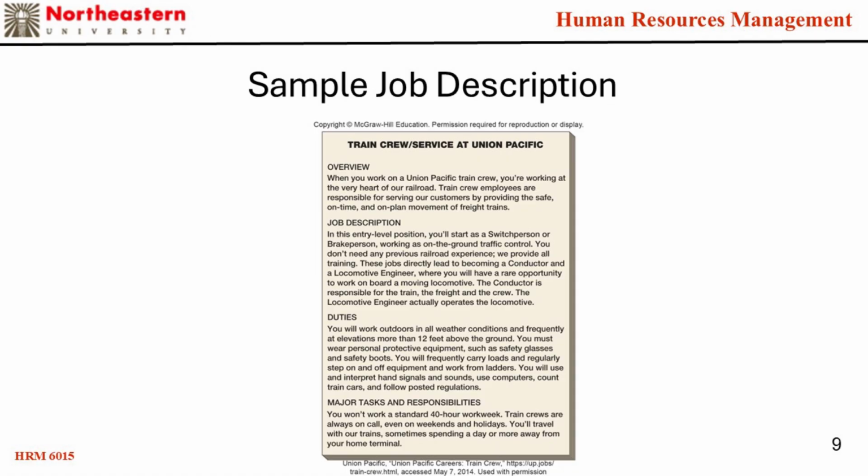This is a little bit dated because it's from an older book, but I thought it was pretty useful. If you want to work for Union Pacific, it gives you an idea of what the job is like. It gives you an overview. The job description is it's an entry-level position. You'll start as a switch person or a brake person. The duties, you're going to be outdoors. You have to work 12 feet off the ground. You won't work a standard 40-hour work week. This is basically just a high-level preview or overview of what the job is.